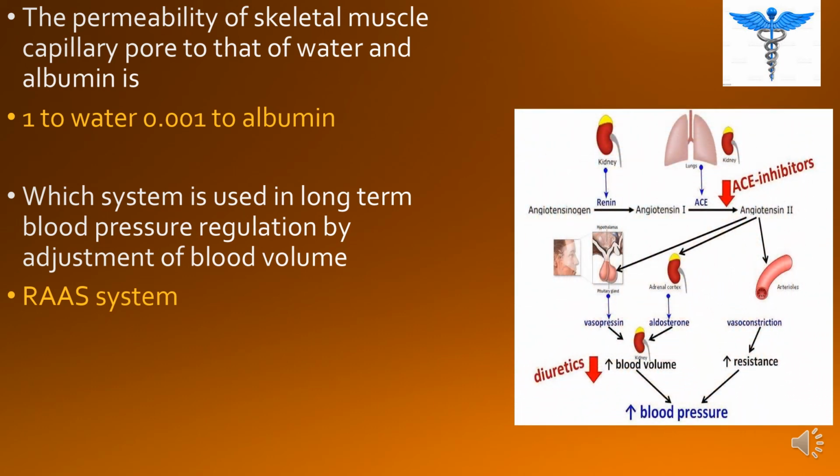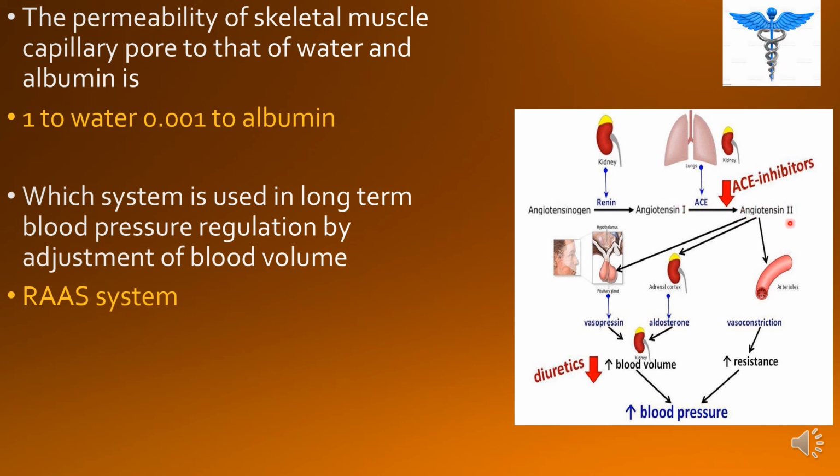So I'm going to explain this RAAS system from this figure. What will happen if the blood volume is decreased? It will be detected by the kidney. The kidney will in turn excrete renin from the juxtaglomerular cells that are present in the afferent arterioles. This renin will catalyze the angiotensinogen into angiotensin 1, which is its inactive form. The angiotensin 1 will be converted into angiotensin 2, that is its active form, by the ACE, that is angiotensin converting enzyme from the lungs. This reaction will occur in the lungs.